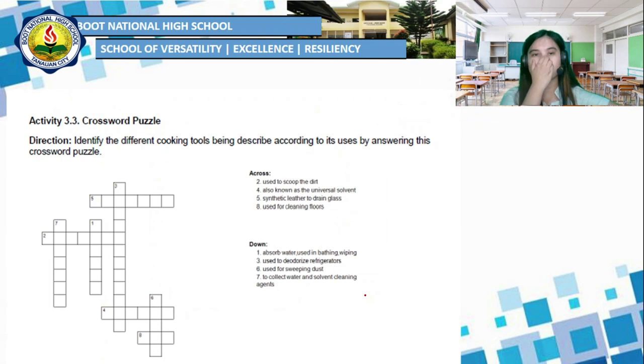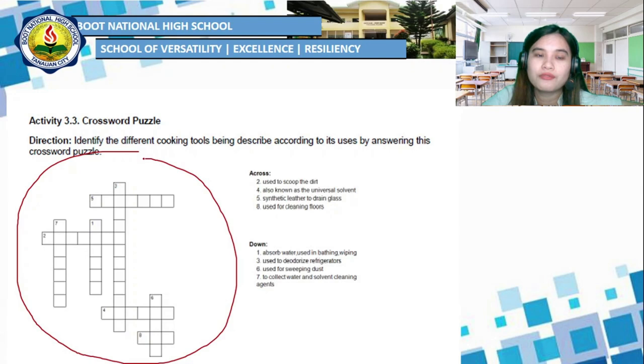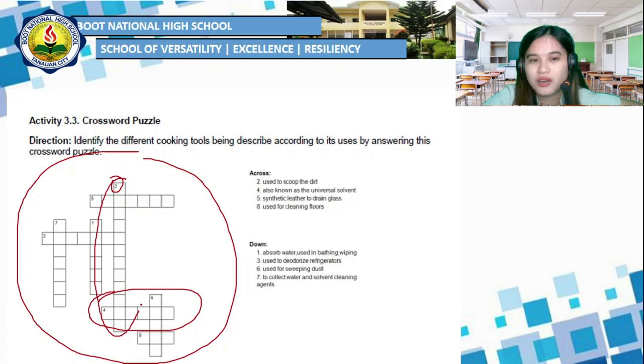Now, class, I want you to copy this. Okay, I want you to have this one. But I have a correction. Pwede nyo siyang, meron kasi dito, this one, number 3. Hindi kasi siya tatama sa 3 and 4. So, I guess, okay lang siya, basta ilagay nyo yung answer nyo dito.